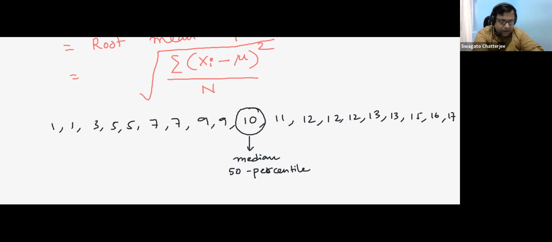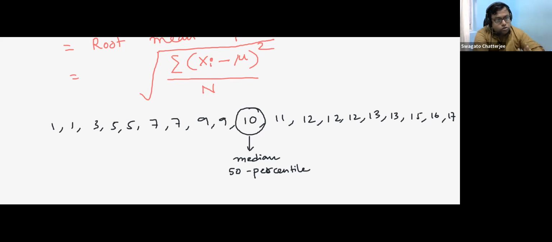Lower than this value, there is no observation, so this is not it. Lower than this value, there is only one observation. Up to this is 2 observations, not it. Up to this, there are 3 observations, not it. Up to this, there are 4 observations, not it. Up to this, there are 5 observations. That means 4.25 observations are below it.